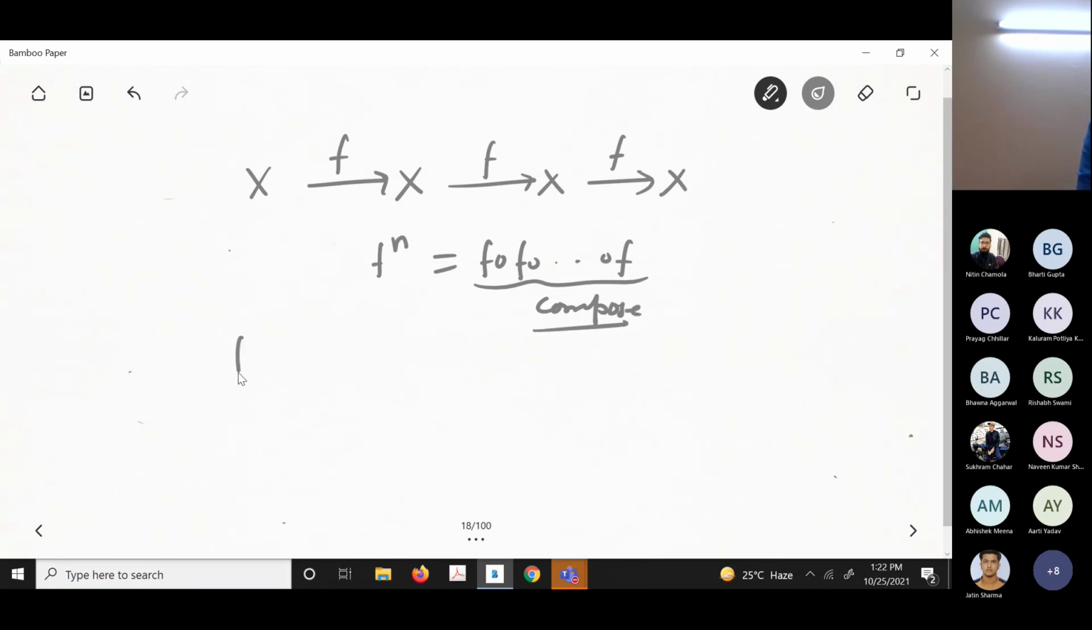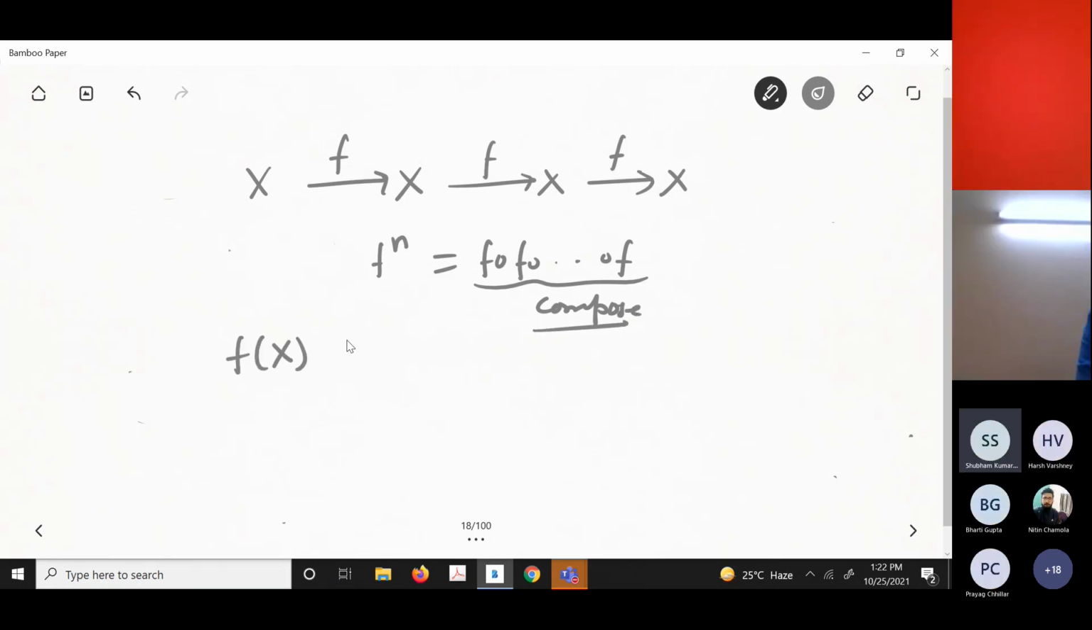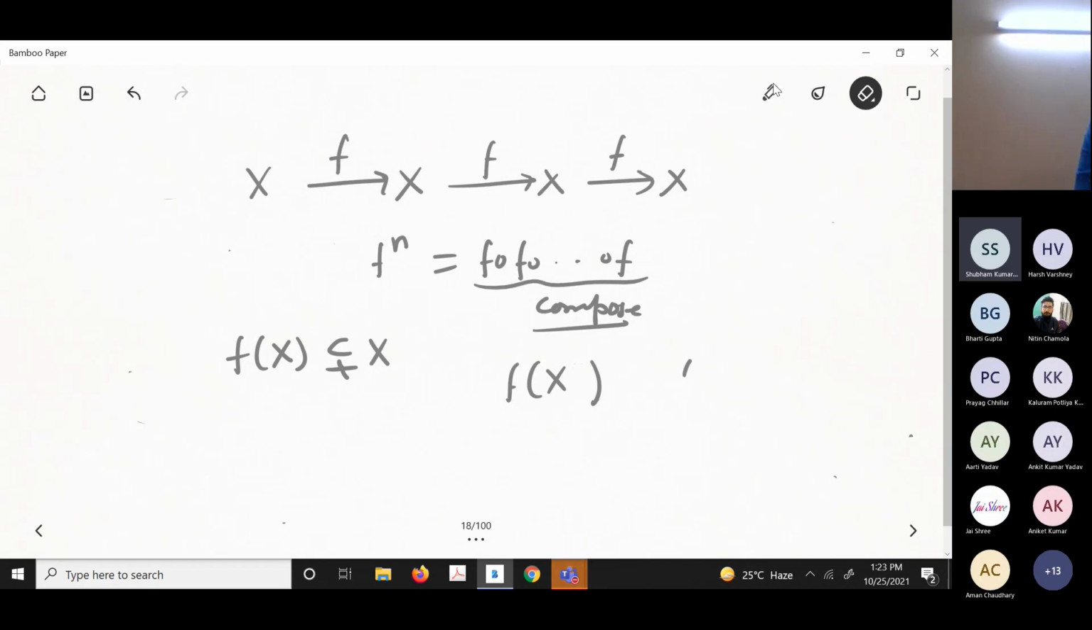Look, F is not onto means F(X) is a proper subset of X. Then what will happen with F^n(X) between F^n(X) and F^(n+1)(X)? Look, will it be equal? If it is equal, then you can prove F will be onto. If it is not equal, then you will get a contradiction. Okay, right?